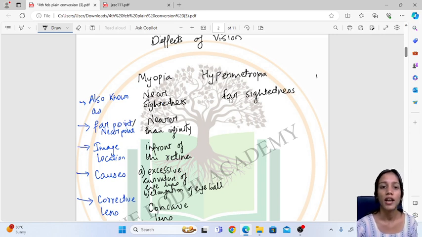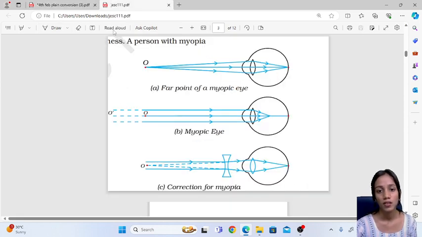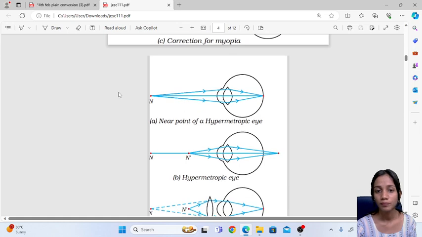Okay, so hypermetropia is farsightedness, wherein the person can see the far away objects but cannot see the nearby objects. Okay, farsightedness means the person can see far away objects but cannot see the nearby objects. Okay, so let's see the diagram.